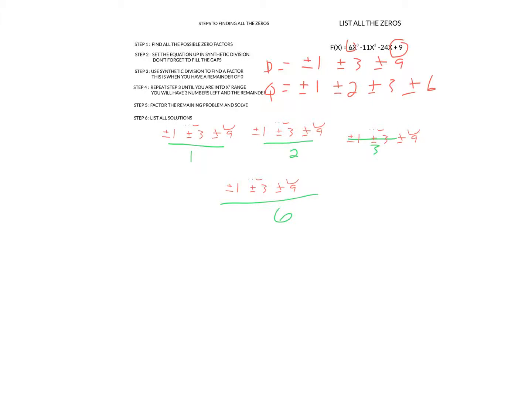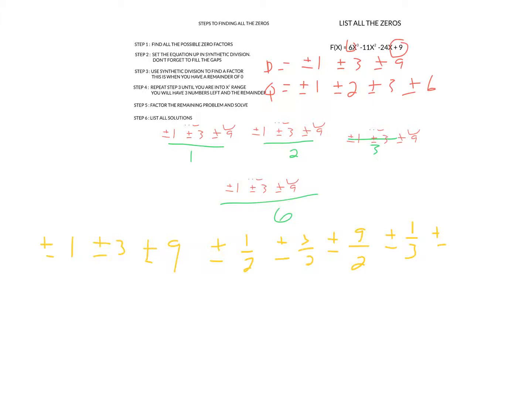Our possible factors. So start with the ones. So we're going to have plus or minus 1, plus or minus 3, plus or minus 9. Then we have the fractions, plus or minus 1/2, plus or minus 3 halves, plus or minus 9 halves. Then we come here, plus or minus 1/3. 3 over 3 is 1, I already have it. 9 over 3 is 3, so I don't have to list those.